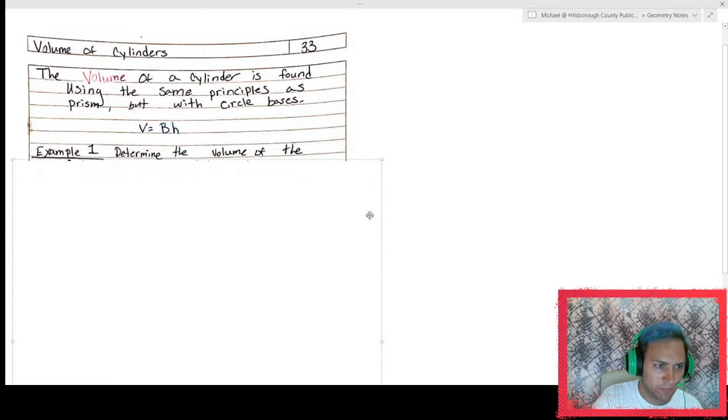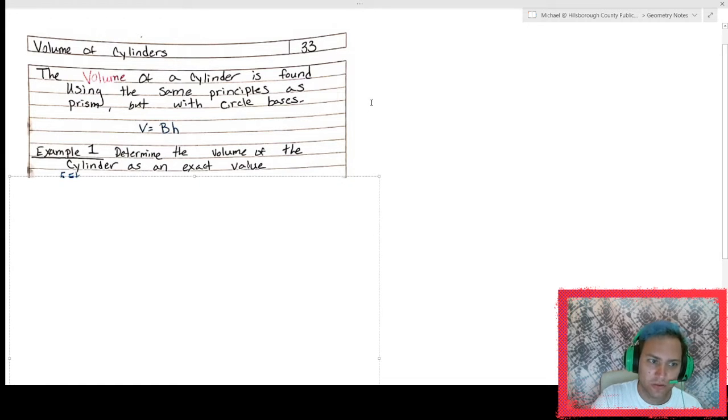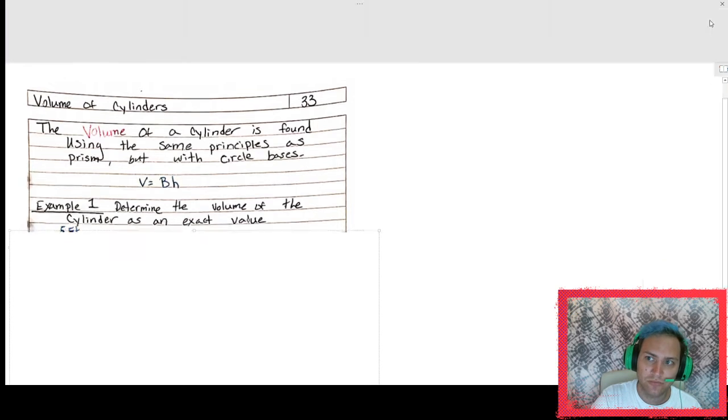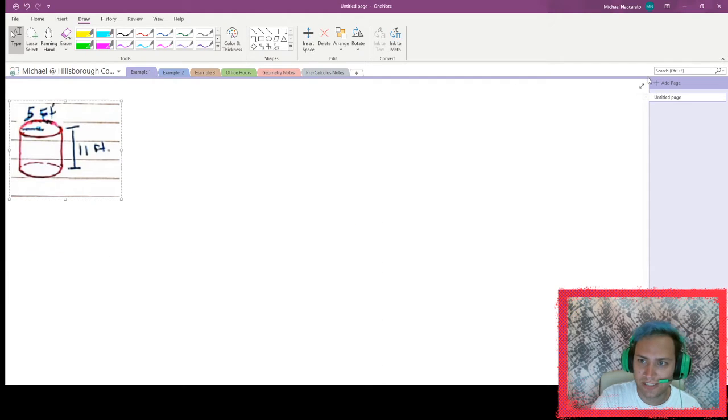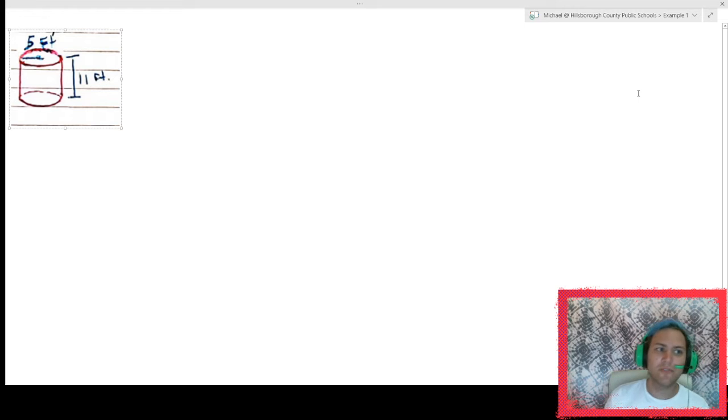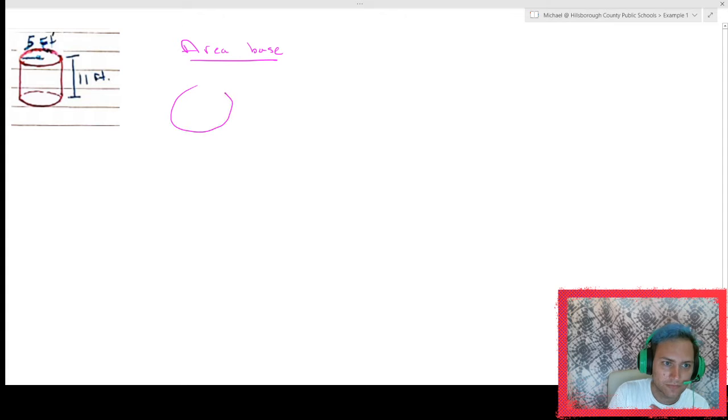So I think that actually puts us right into the first examples. It says, determine the volume of a cylinder as the exact value. So jumping over here to this first example, we want to find the volume of the cylinder as the exact value. So the first thing that we always have to look at is the area of that base. All about that base. No treble.